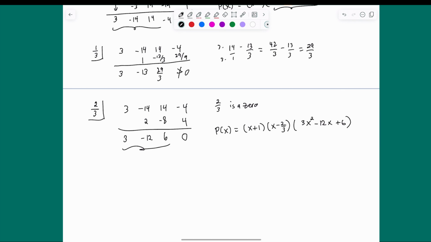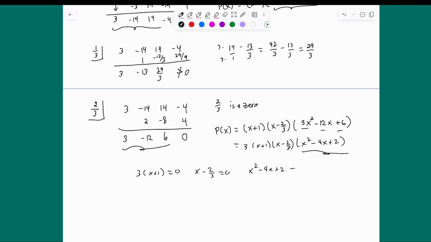Okay, and so now, well, I could actually continue factoring. I notice these all have a 3 in common, so let's factor out a 3. So that's 3 times x plus 1 times x minus 2/3 times x squared minus 4x plus 2. Alright, so we're pretty much there. We just need to find the zeros of this part here. And so we could use the zero factor property, right? That factor has to be 0, or x minus 2/3 has to be 0, which we already know those zeros. And then x squared minus 4x plus 2 has to be 0.